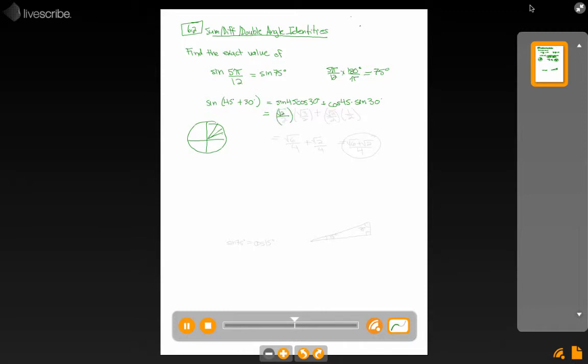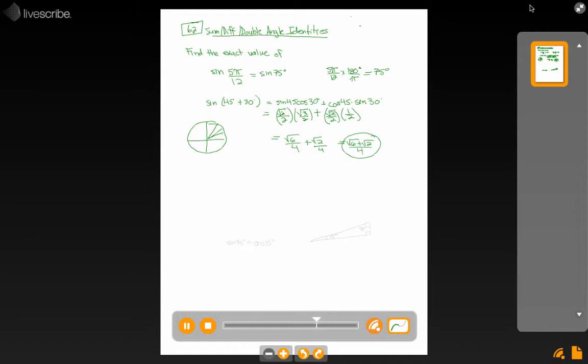But sine of 45 is root 2 over 2. Cosine of 30 is root 3 over 2. Cosine of 45 is also root 2 over 2. And sine of 30 is a half. So I end up with root 6 over 4 plus root 2 over 4. I already have a common denominator, so I can say root 6 plus root 2 over 4 as my final answer.